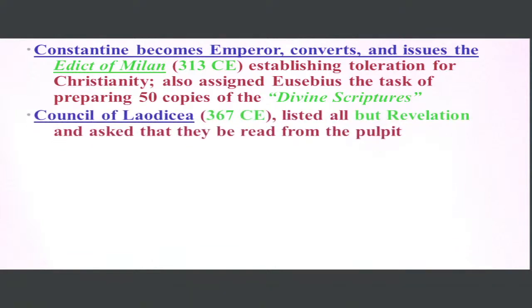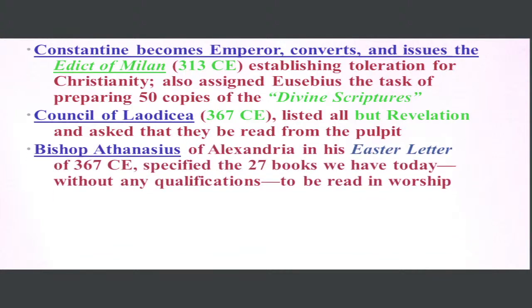The Council of Laodicea, this is again this Catholic Church as it's spread across the empire. It's coming from all sorts of pockets, from Alexandria in Egypt. It's coming from the Galatian portion of Asia Minor. It's coming from Rome. It's coming from all over. So they meet together. These leaders, these bishops from Lyon, Smyrna that I've already referenced, they're all meeting together. And they listed all but Revelation and asked that they be read from the pulpit. Revelation is still a little strange.